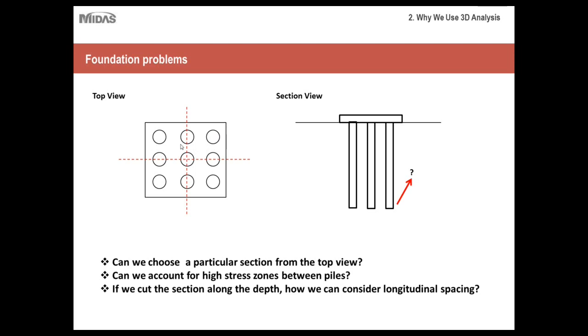Also, if you'll remember from our first lecture, there are areas of high strain or high stress. For example, this area here, and here, certain parts of the soil, because they're receiving stress from multiple piles, receive more stress than the soil around this area and this area. That's another thing that can't be accounted for in 2D analysis.